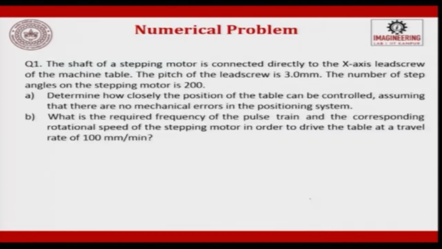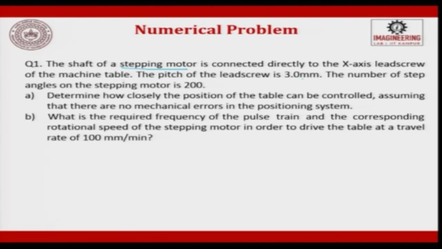So, let us solve a problem so that we have a better understanding of this CNC. In reality you will have these specifications either given by the customer or by the manufacturer. The problem goes like this: the shaft of a stepping motor is connected directly to the x axis lead screw of a machine table. I have not specified any gearbox in between. When a gearbox is specified, the gear ratio should be taken as a weighting factor; you multiply that and you get the result. But if it is not specified, you take the gear ratio as 1 and start solving the problem.